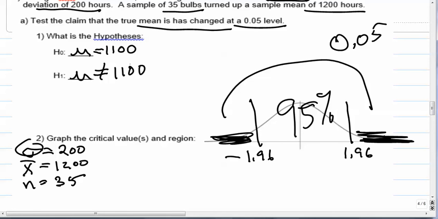Okay? Again, we're working with a z-table. I need 5% of my data to be on the outside. That tells me 95% of the data is in between. I'll look it up in the z-table. Z is 1.96, so the negative value over here is minus 1.96.